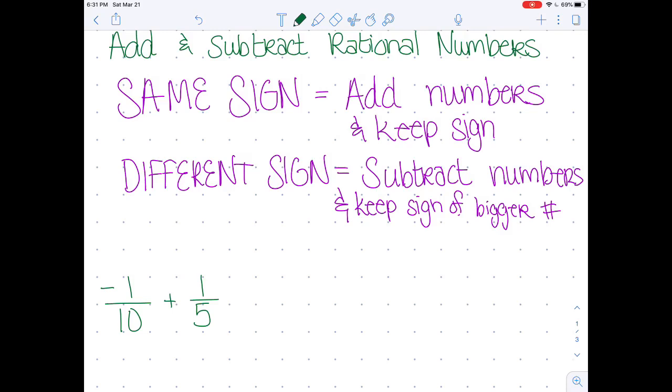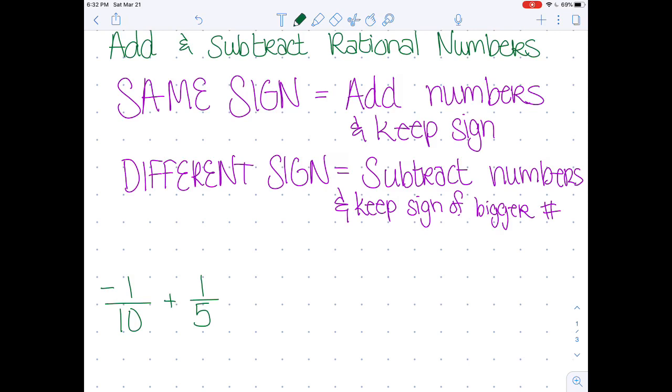All right, in this video, we're going to talk about adding and subtracting rational numbers. So, two quick rules to keep in mind. If both numbers have the same sign, then we're going to add the numbers together and just keep whatever sign they had. If they have different signs, we're going to subtract the two numbers and then we're going to keep the sign of the bigger number.